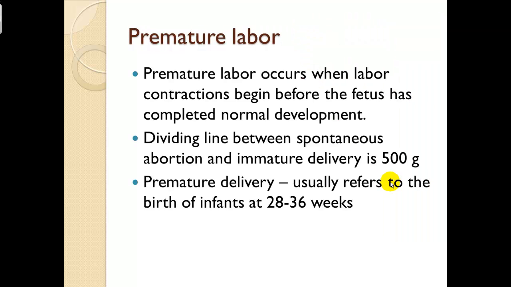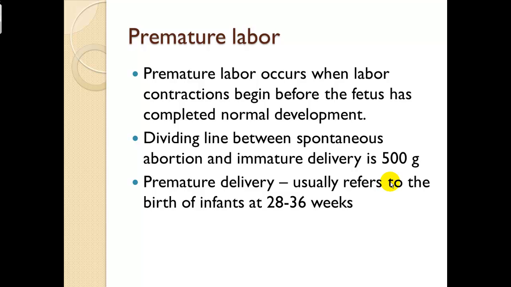Premature labor. Premature labor occurs when labor contractions begin before the fetus has completed normal development. The dividing line between spontaneous abortion and an immature delivery is about 500 grams. So under 500 grams, it can be deemed spontaneous abortion. If it's over 500 grams, an immature delivery.